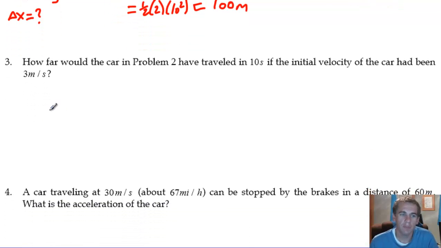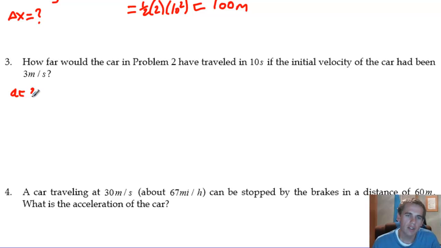Kinematic equation's fine. How far would the car in problem 2 have traveled in 10 seconds if the initial velocity of the car had been 3 meters per second? Okay. This is where it's kind of nice to think of it like a graph, but we know as it accelerates, it travels 100 meters. Well, let's just work out the problem, and then I'll look at that.